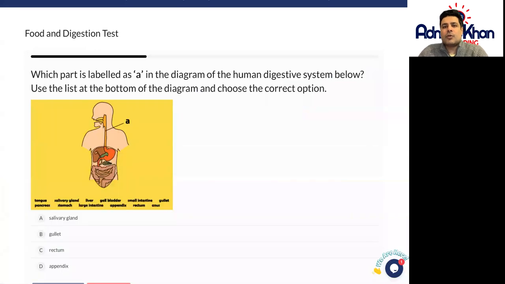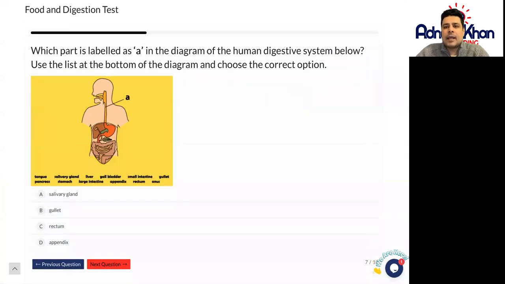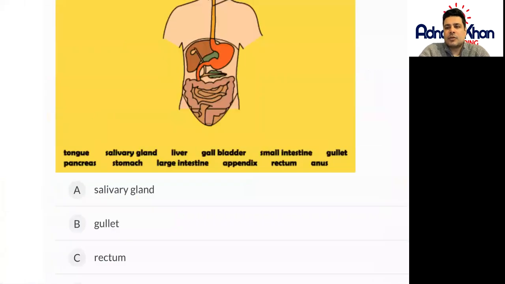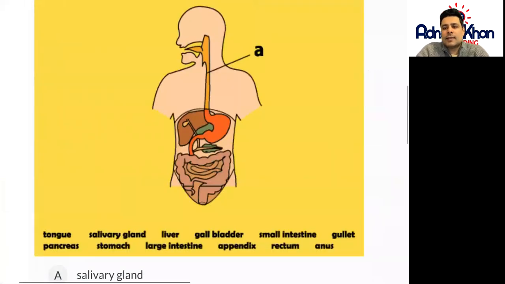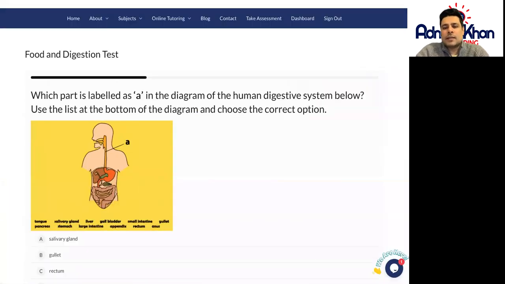There we go. So which part is labeled as A in the diagram of the human digestive system below? Use the list at the bottom of the diagram. So you've got a list just there, and you can zoom that in and get some help using this. And by all means, please do a little bit of research as well on this, and then label the questions accordingly. Thank you.